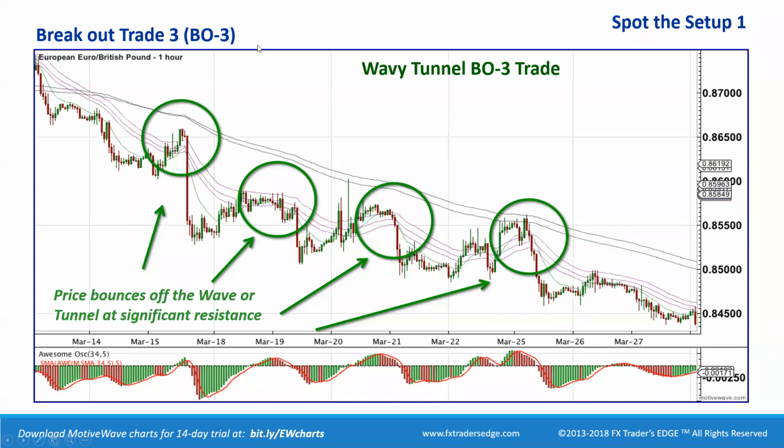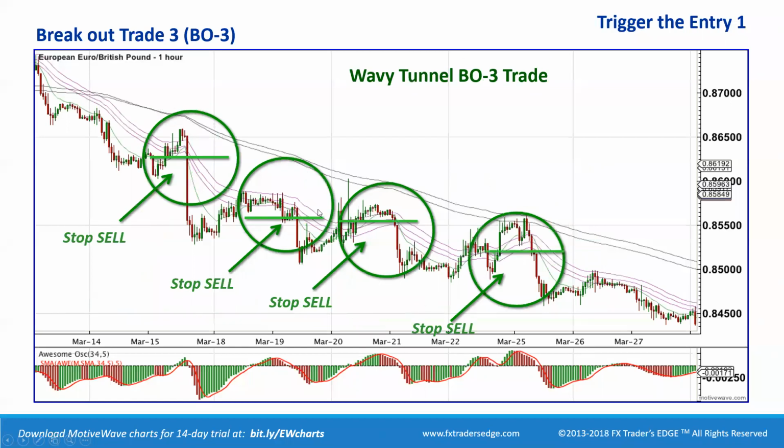So these are all breakout 3 trades, price going back into the wave, spotting the setup. Price bounces off the wave or the tunnel at significant resistance. Now this is sloppy, right? This price action is pretty sloppy. So in a nice steep trend, price will bounce into the wave and then continue with the trend. But this is a little bit sloppy, so we see spikes to the tunnel. That happens as well.